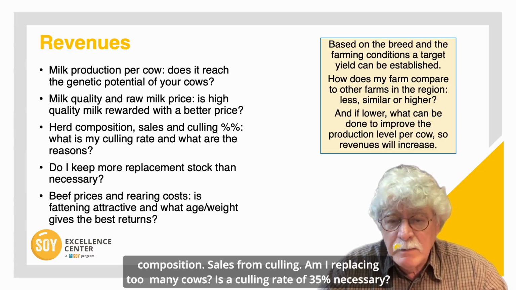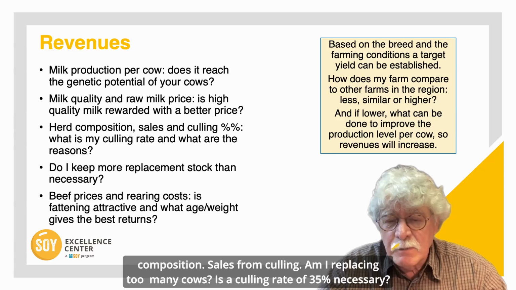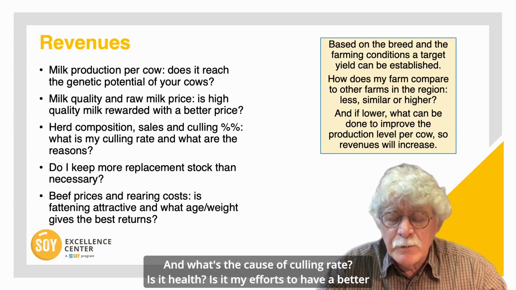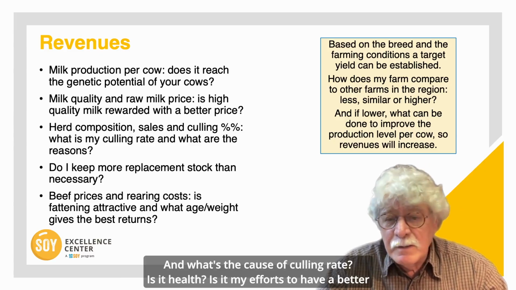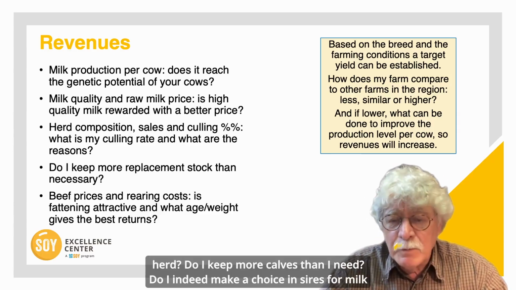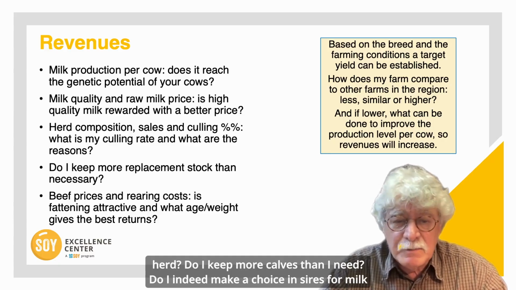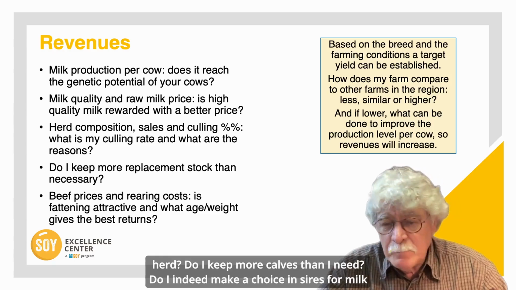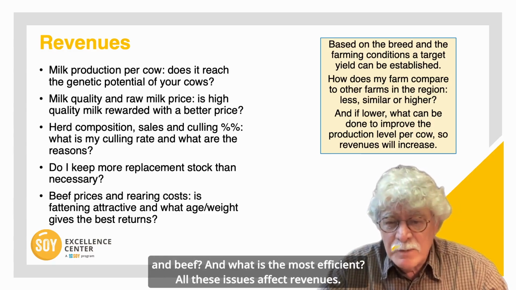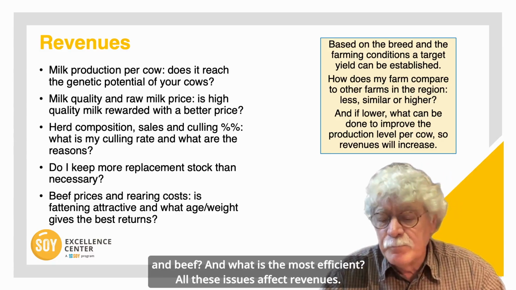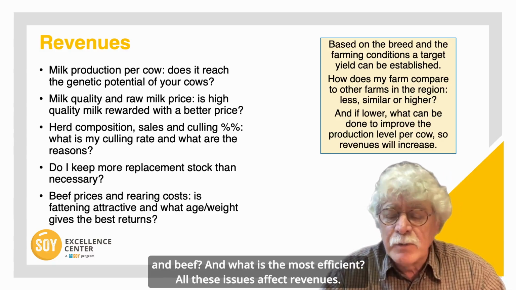Herd composition, sales, culling. Am I replacing so many cows? Is a culling rate of 35% necessary? And what's the cause of culling rate? Is it health? Is it my efforts to have a better herd? Do I keep more calves than I need? Do I indeed make a choice in sires for milk and beef, and what is then most efficient? So all these issues affect revenues.